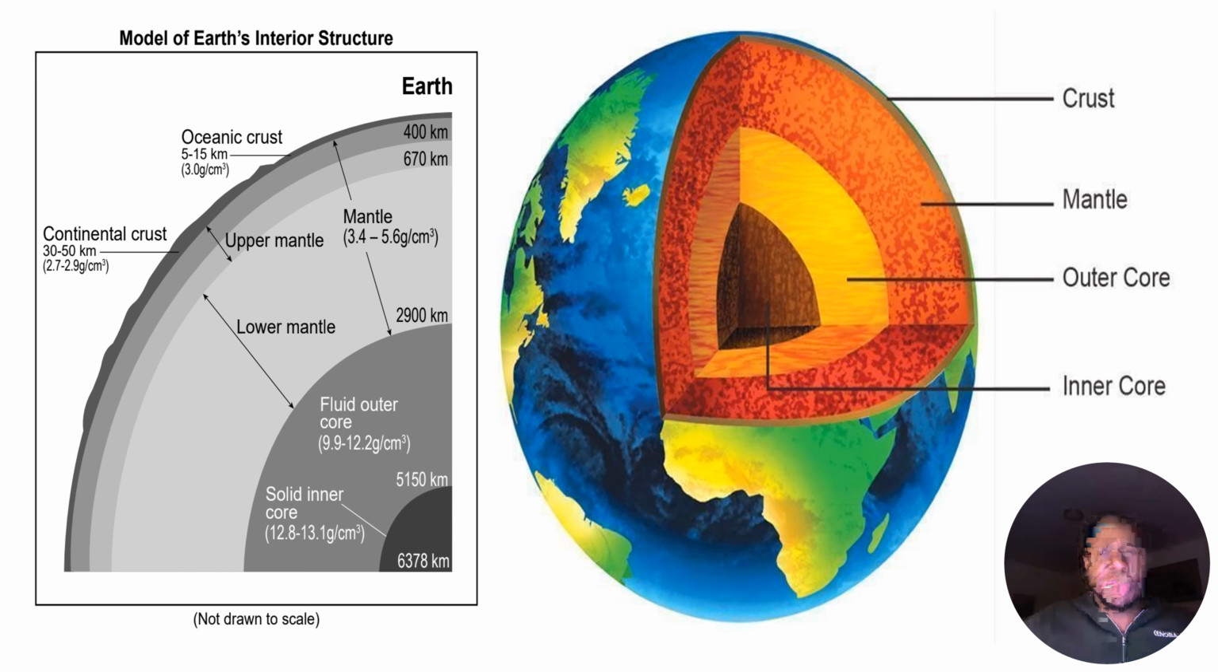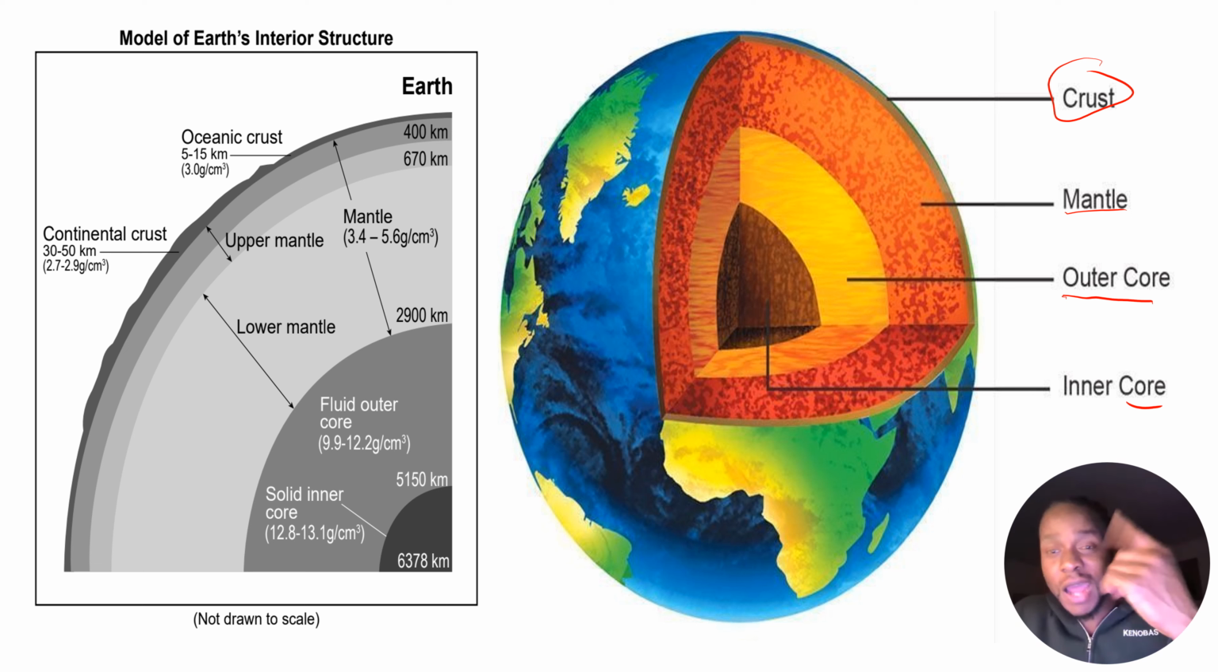As you may already have learned from your elementary science or middle school science, the Earth has three main internal layers. The first is the Earth's crust, followed by the mantle, and then you have the core. Now, the core is divided into the outer core and the inner core. All right, so we're going to learn a little bit more about different layers other than these three main layers.